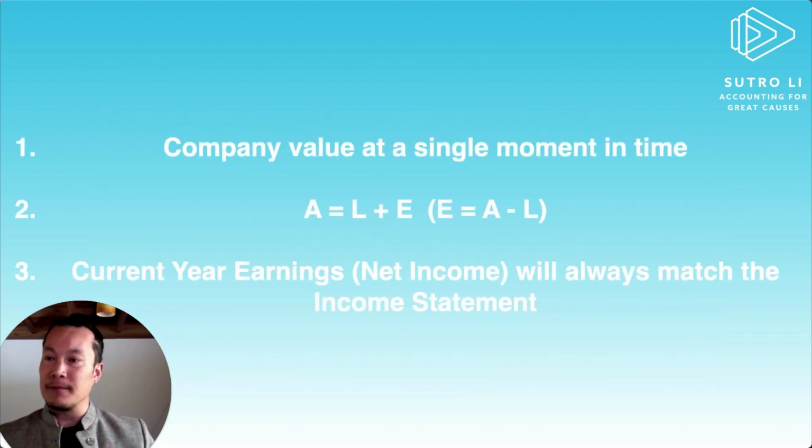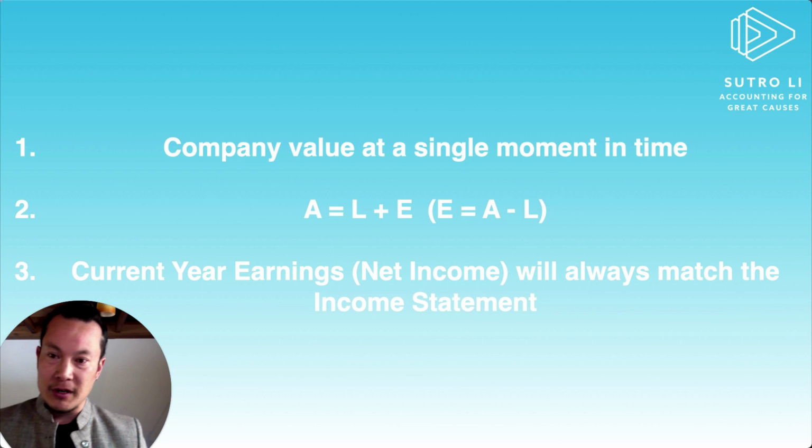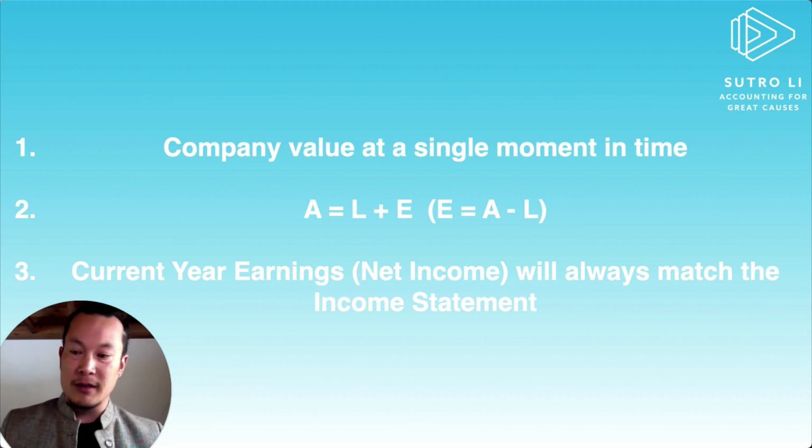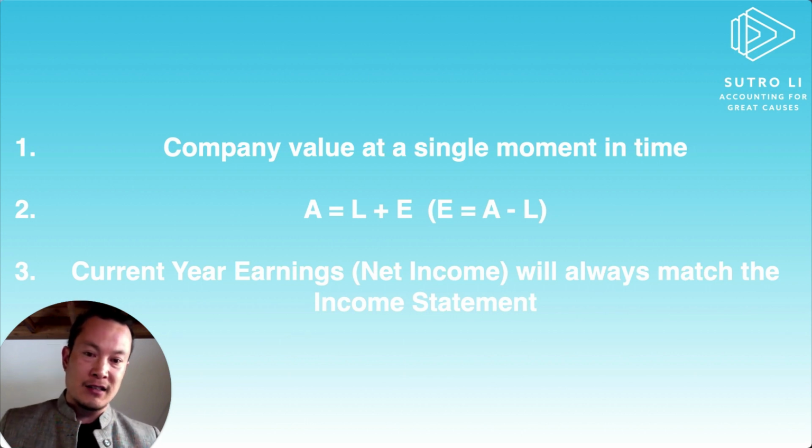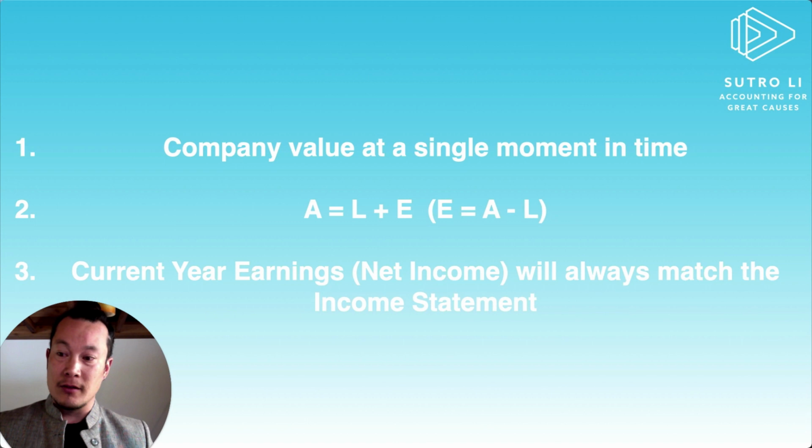So to recap, the balance sheet is the company's value at a single moment in time. It's not a range of time, it's a single moment. The key accounting equation that is represented on the balance sheet is assets equals liabilities plus equity, which can also be understood as equity is your assets minus your debts, and the current year earnings or your net income will always match between the balance sheet and the income statement.